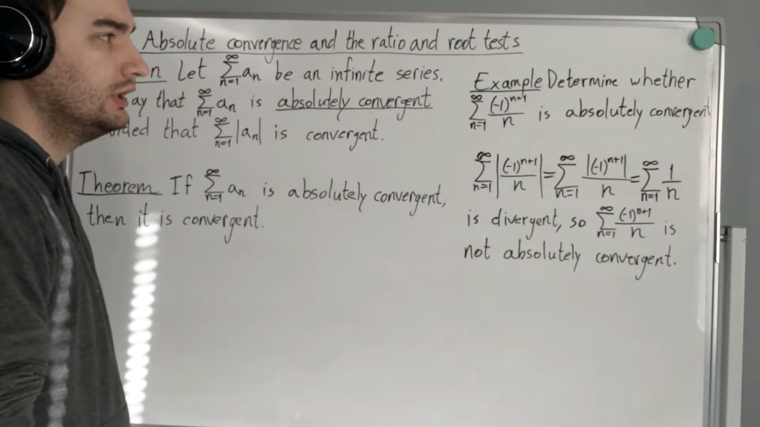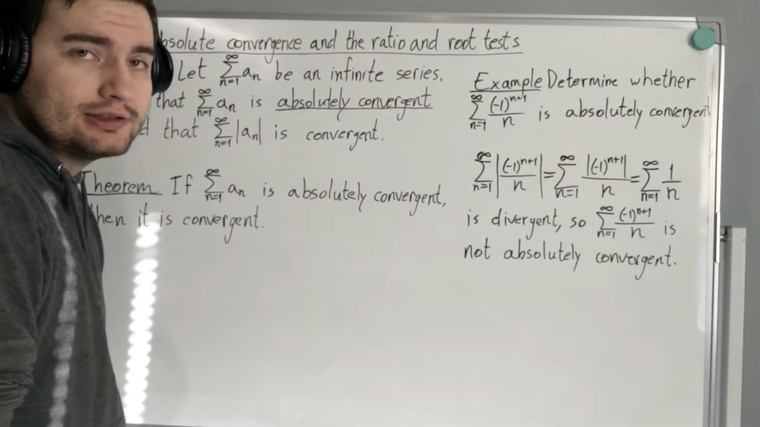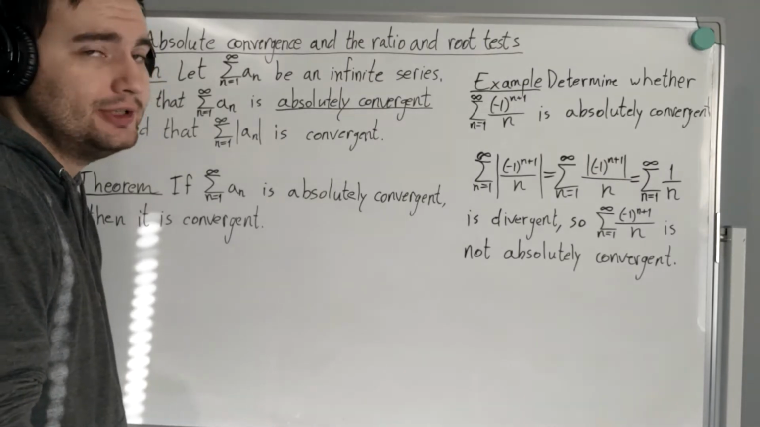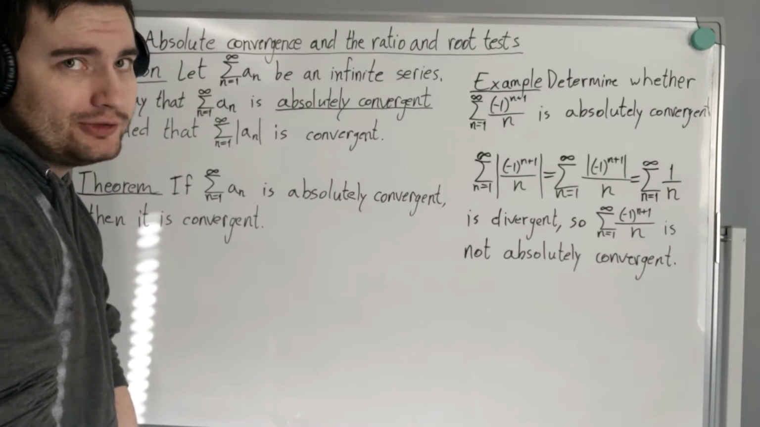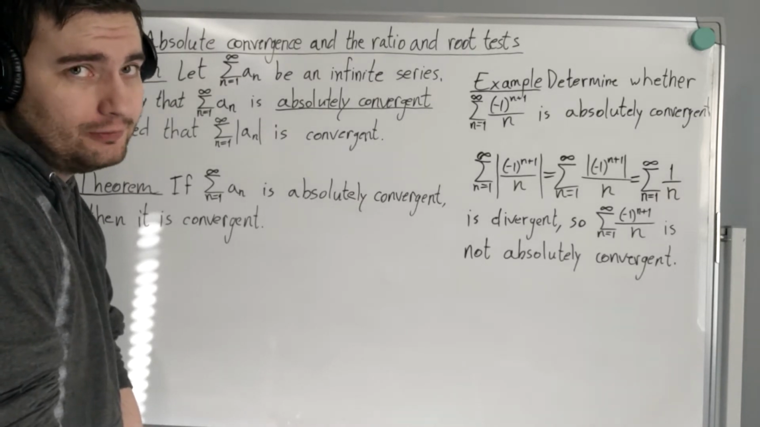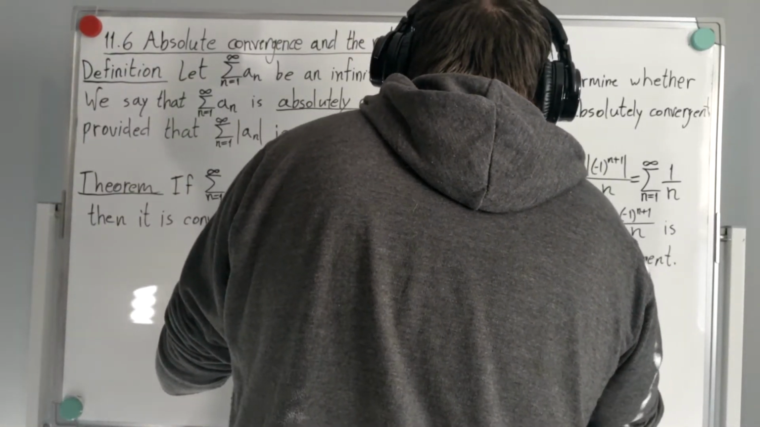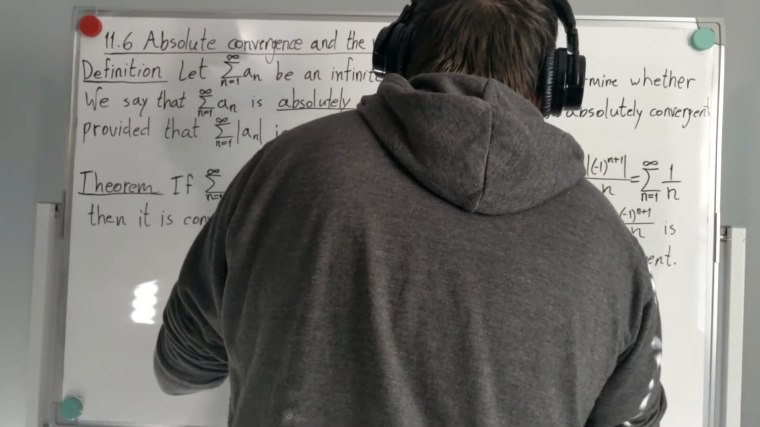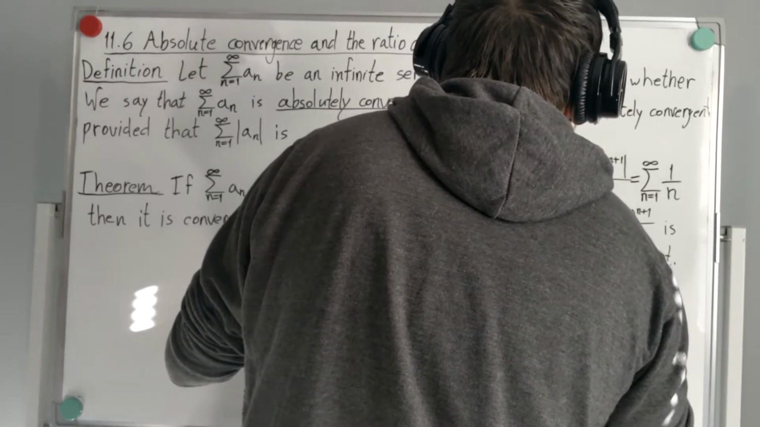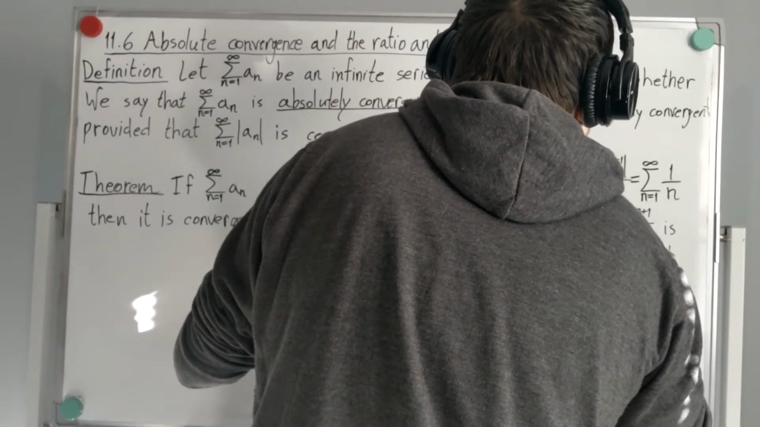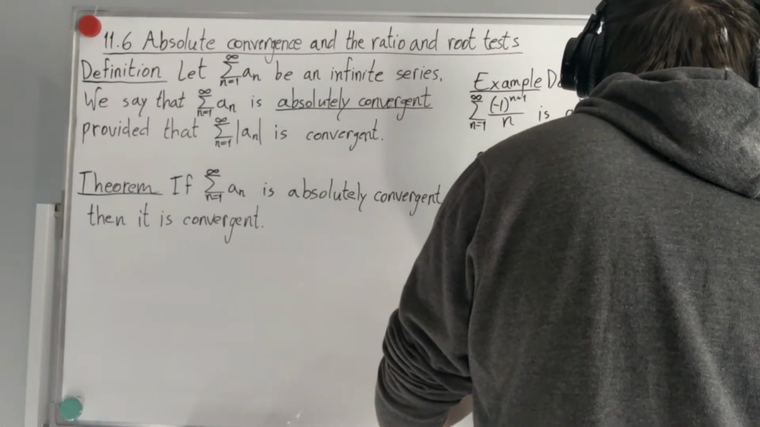However, this is an alternating series. The sequence of absolute values is decreasing, and the limit of the sequence of the absolute values is 0. So by the alternating series test, it is convergent. So the sum from n equals 1 to infinity of negative 1 to the n plus 1 divided by n is convergent by the alternating series test.